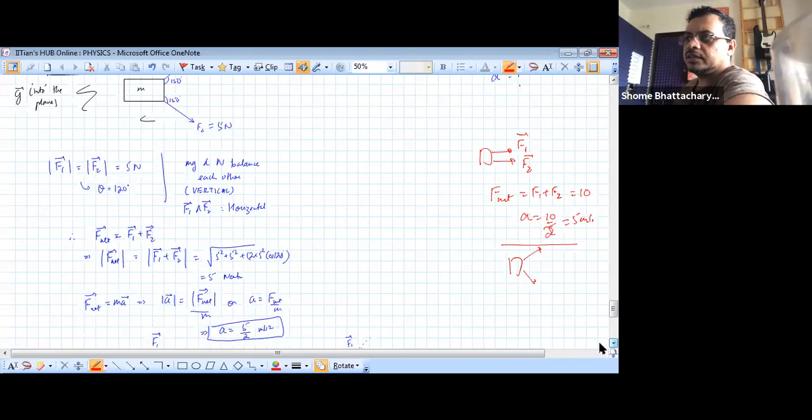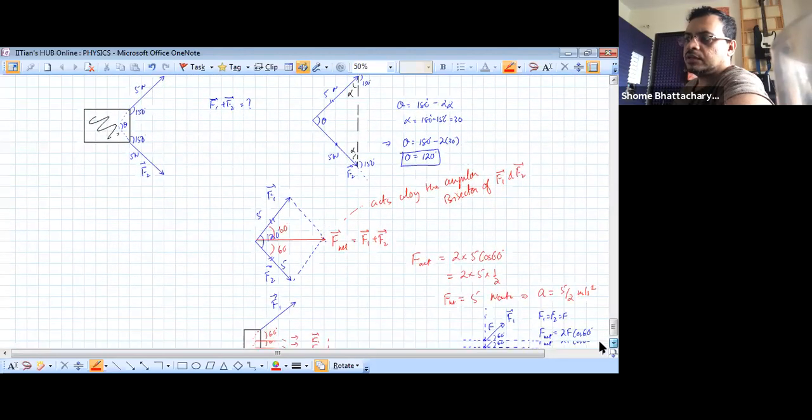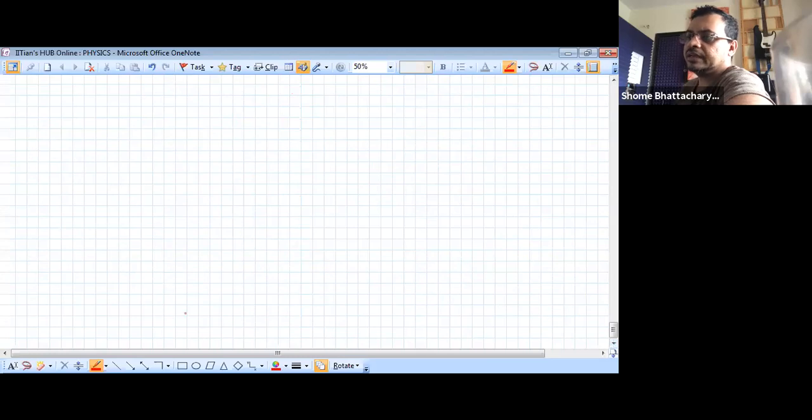Okay, now let's look at a different type of problem. One where we will have to apply the definition of Newton's second law rather than do vector addition of forces and things like that.